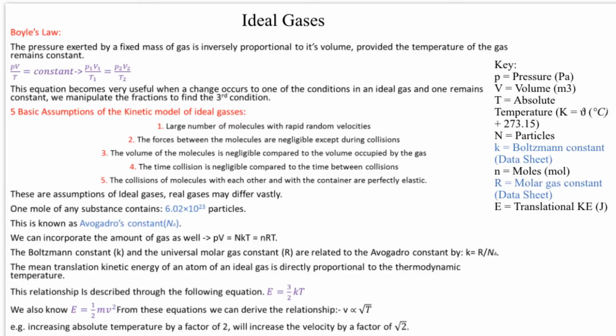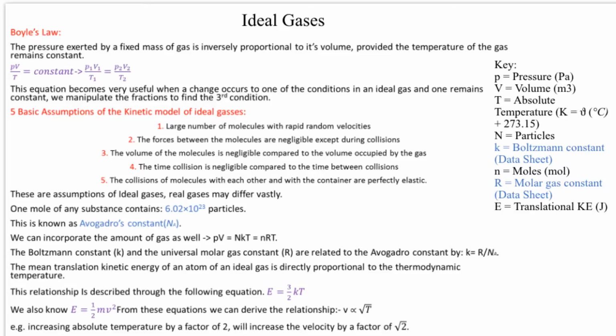To remember these 5 assumptions, you can use many different methods, such as the one Ned told us in class. These assumptions are necessary, and real gases may differ vastly. Moles are frequently used in the calculations about ideal gases. 1 mole of any substance contains 6.02 times 10 to the 23 particles. This is known as Avogadro's constant.